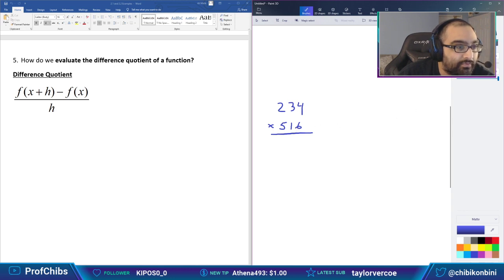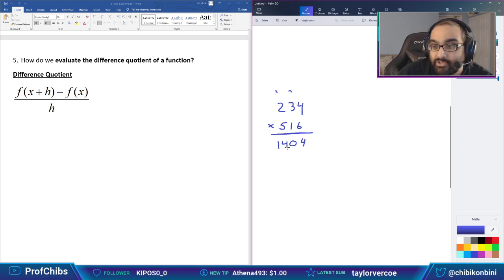So we start off with 6 times 4. 6 times 4 is 24, and then we carry the 2. Then we have 6 times 3, which is 18, plus 2, which is 20. And then we carry the 2 once again. 6 times 2 is 12, plus 2, which is 14.